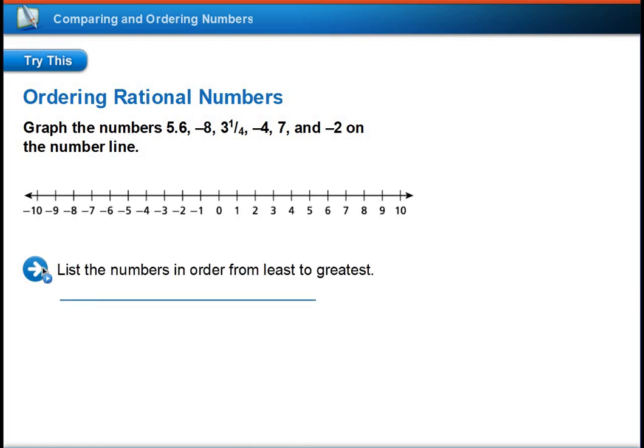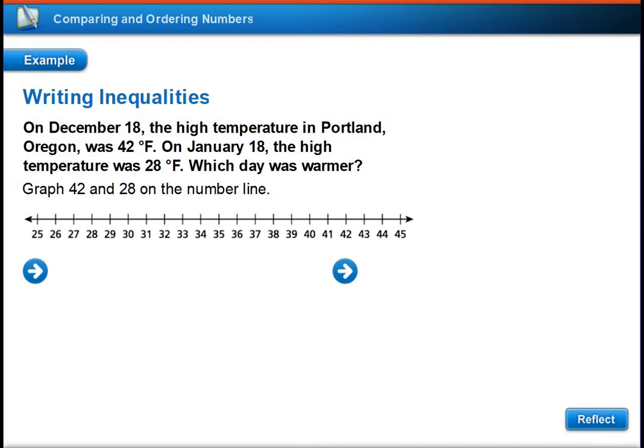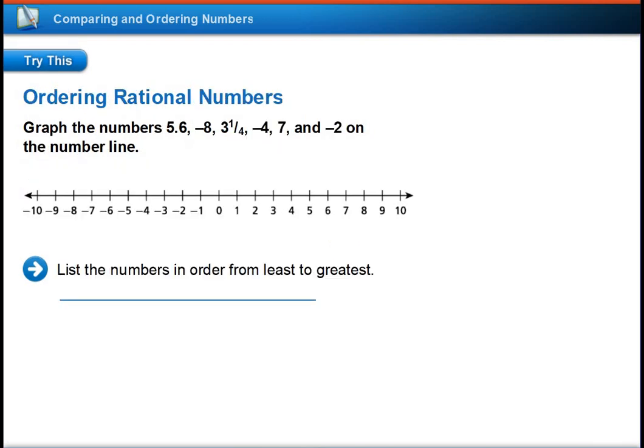So I know we're ordering the numbers on the number line, but what I would like to do here is I would actually like to take this out because the next thing that we go on to do is we start to talk about writing inequalities. And so I would like to go over how to order rational numbers without having a number line.